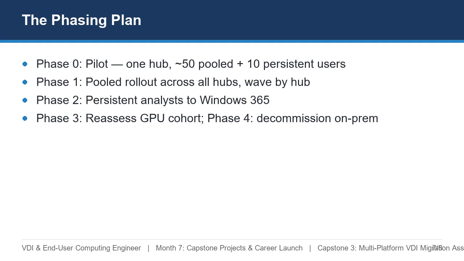Sequence the migration from lowest to highest risk. Pilot small, then roll out the standardized pooled population hub by hub so any issue stays contained. Move the persistent population next. Only after both of those are stable do you revisit the small, specialized GPU cohort, and only then decommission the on-premises hardware, once the license and lease terms actually allow it.